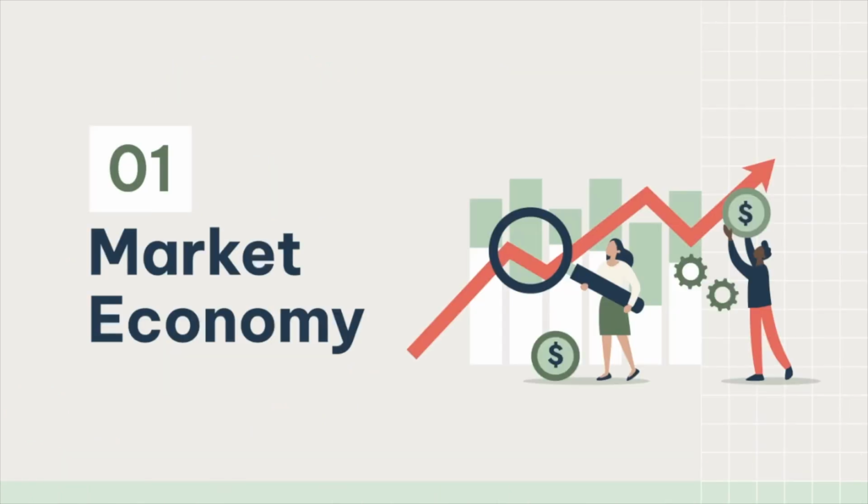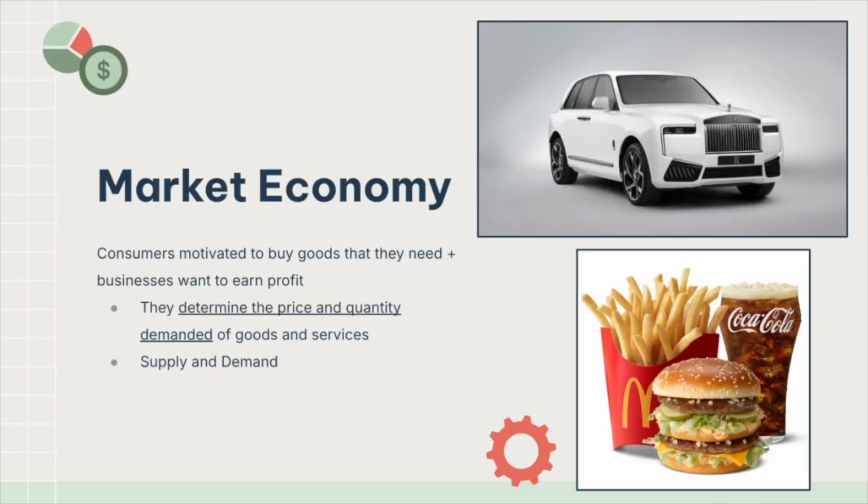To start off, we're going to talk about market economies, which I'm going to hand off to Guhan. So, a market economy is where consumers are motivated to buy the goods that they need and businesses want to earn profits. What this means is that consumers go out and buy whatever they want. For example, they can choose to buy 1,450 Rolls Royces or 69 million McDonald's. It's up to them which one they want to spend their money on.